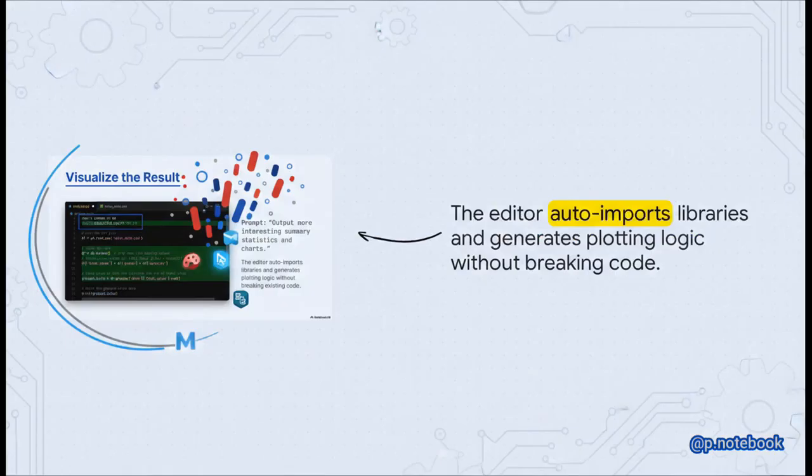Okay, let's wrap up our mission. We simply ask it to visualize the result. And this shows you the power of that AI-first approach. Cursor knows it needs a library like matplotlib, it adds the import statement for us, and generates all the correct plotting logic without breaking any of our existing code. And with that, mission accomplished.